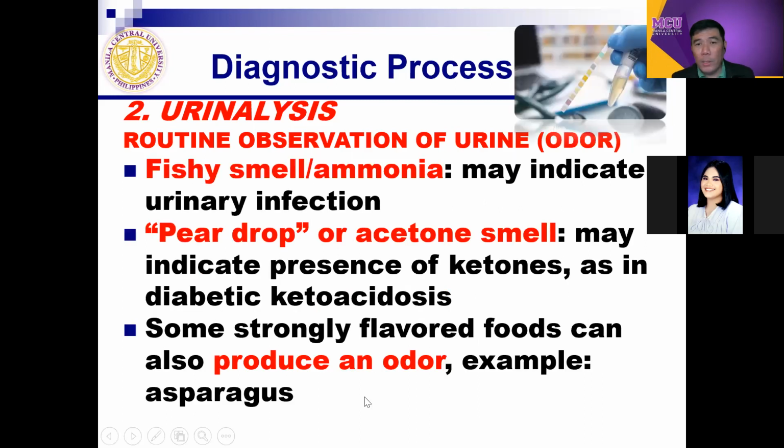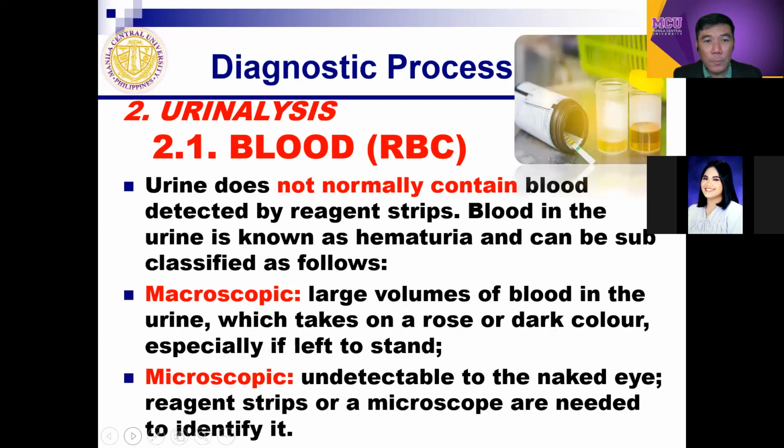When it comes to smell, we mentioned during our discussion that a fishy smell is an indication of infection. An ammoniacal odor is also possible. When it is an acetone smell, it is a possible finding of diabetes. And for a strong odor, there is also food that may lead to it, specifically asparagus. So I think we ended up on this discussion.